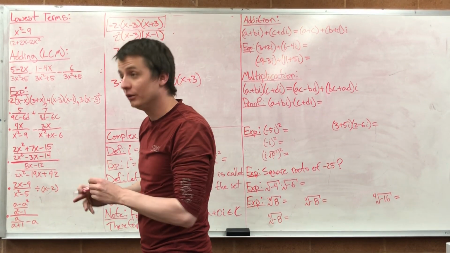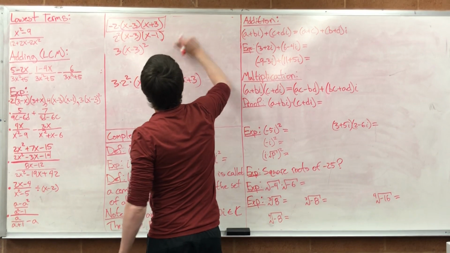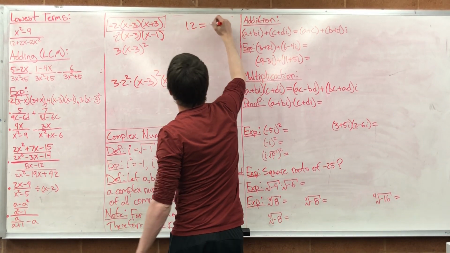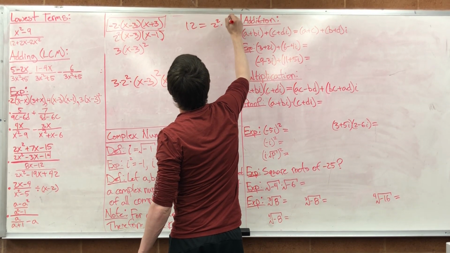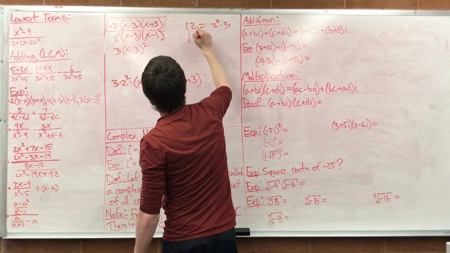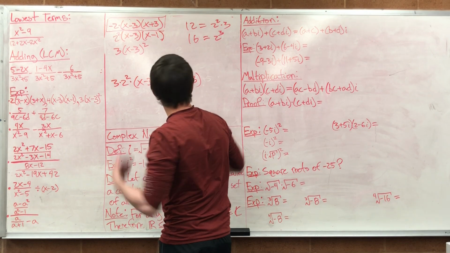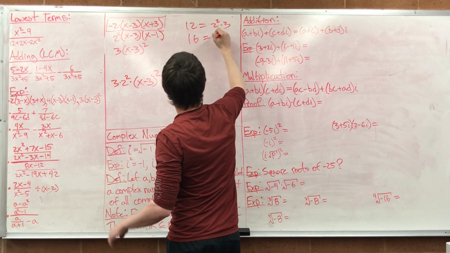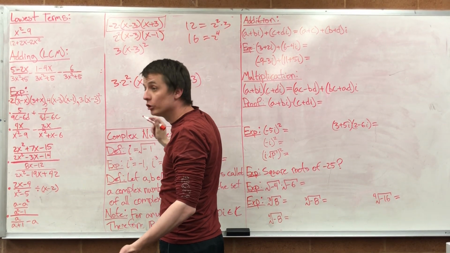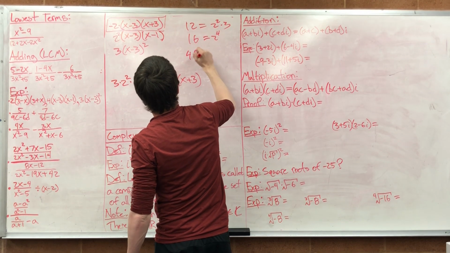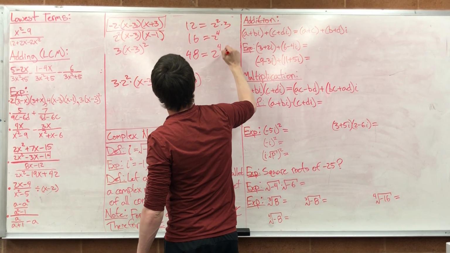Okay, let's go back to 12 and 16. 12 was equal to 2 squared times 3. 16 was equal to 2 to the 4, sorry. Their least common multiple, 48, was 2 to the 4 times 3.